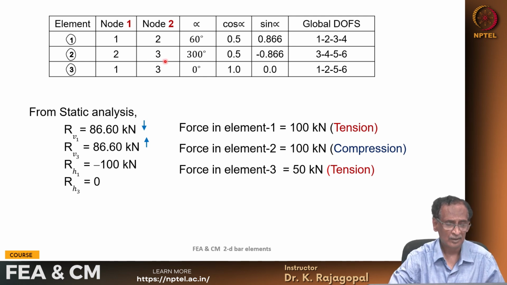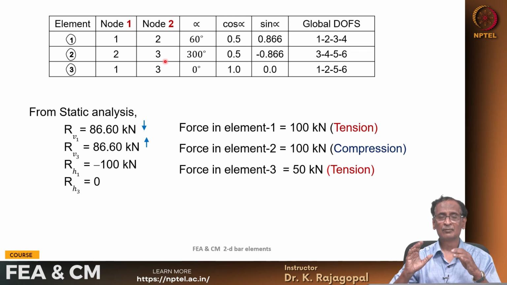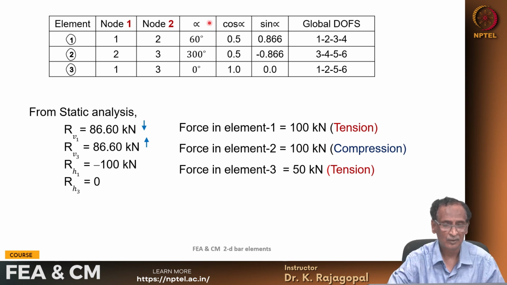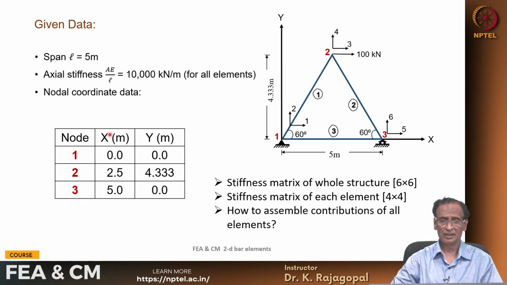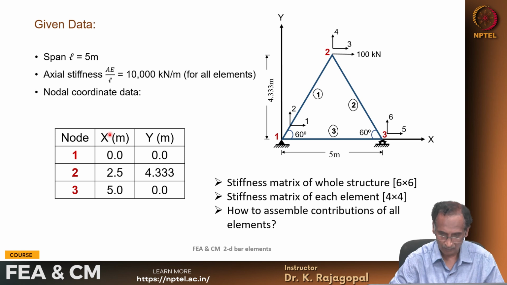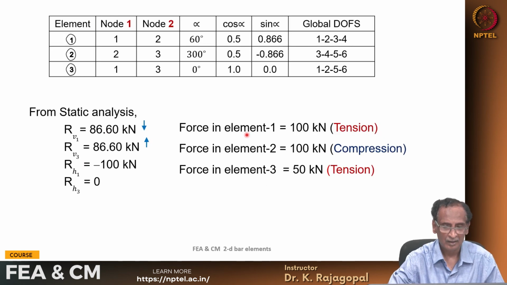And this is the basic data that we need so that we can compute the stiffness matrix in the global coordinates, because our stiffness matrix is AE by L times cosine square alpha, cosine alpha sine alpha, and so on. For that we require alpha, cosine alpha and sine alpha. Actually, because this is a statically determinate structure, we can do the analysis by force equilibrium methods, and we can determine the force in element 1 as 100 kilonewtons, that is tension. Force in element 2 is 100 kilonewtons compression. The force in element 3 is 50 kilonewtons tension, and these are the reaction forces.